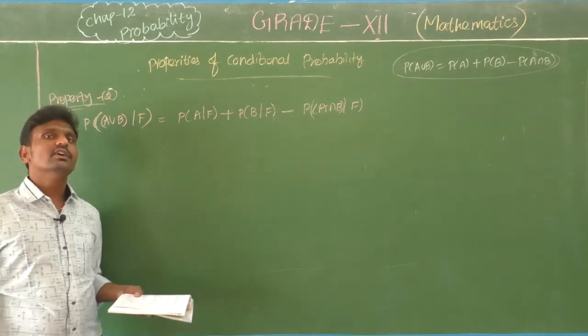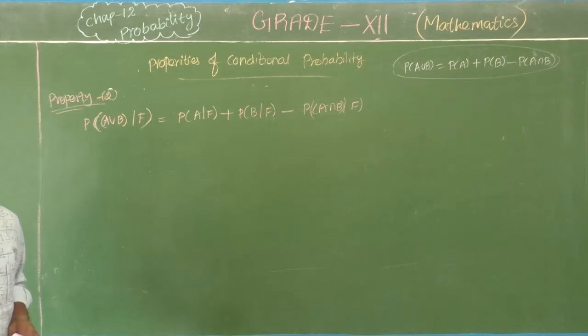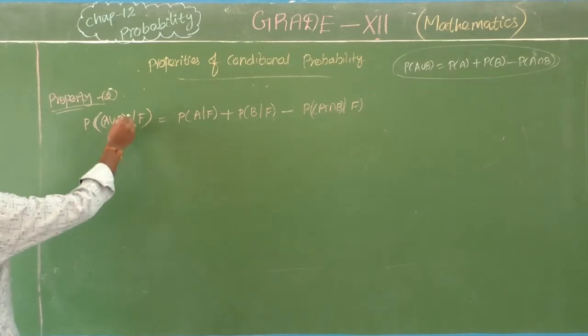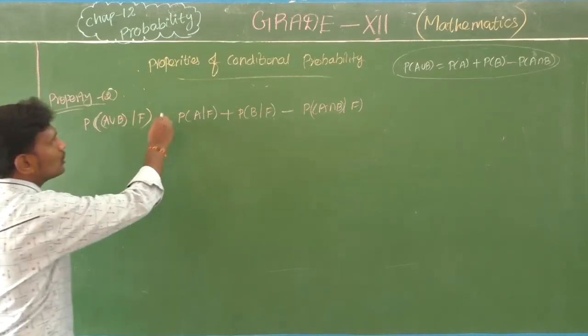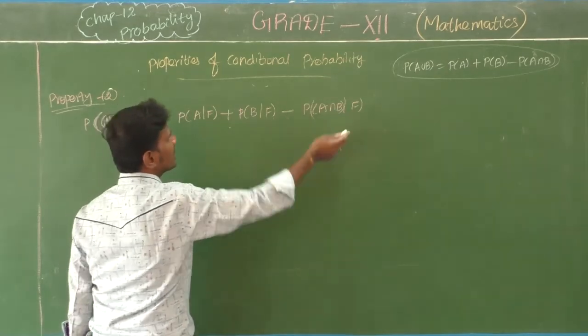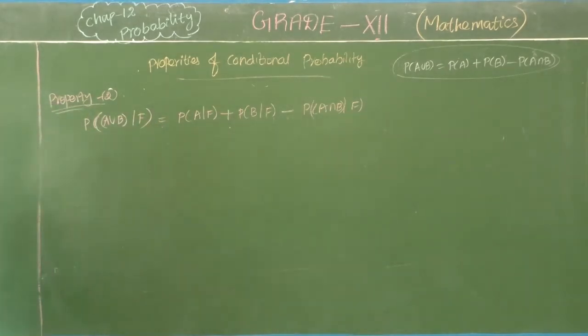So like that, we are taking one event, that is F. Now we are going to prove P of A union B by F is equal to P of A by F plus P of B by F minus P of A intersection B by F. It's not a problem.